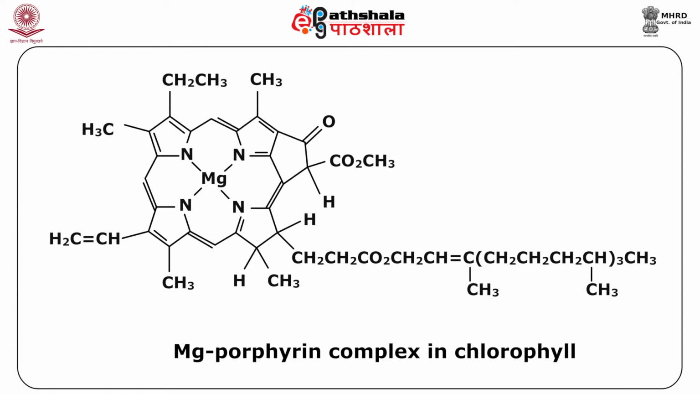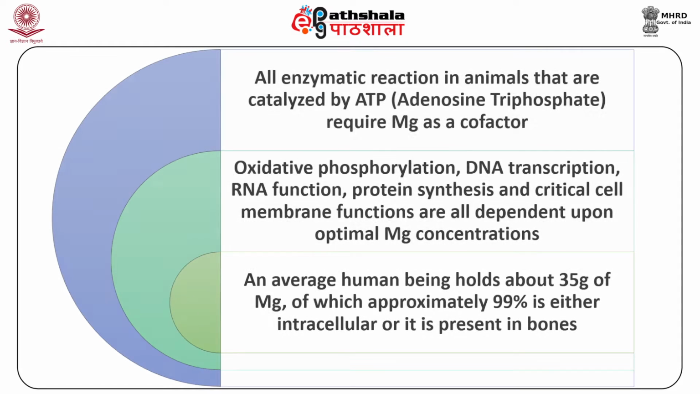Magnesium, an abundant element in the Earth's crust, is vital to both plant and animal life. Chlorophyll pigment in plants is a magnesium porphyrin complex. All enzymatic reactions in animals that are catalyzed by ATP, adenosine triphosphate, require magnesium as a cofactor. Oxidative phosphorylation, DNA transcription, RNA function, protein synthesis, and critical cell membrane functions are all dependent upon optimal magnesium concentrations.